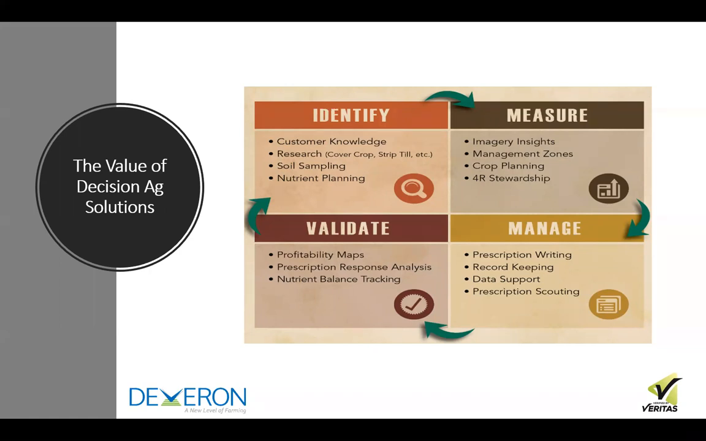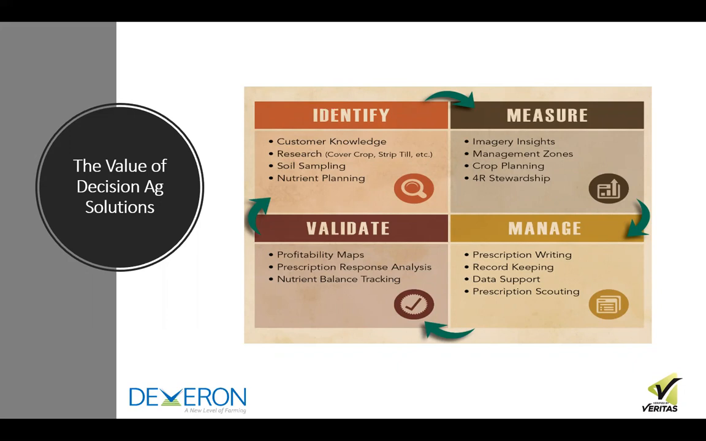So once you identify the issue, what do you do next? Well, you want to measure it, and you want to measure those differences using imagery. You can adjust your crop plans by reducing or increasing your seeding rates based on those areas, and also create management zones to help you start tracking those differences and improve them.